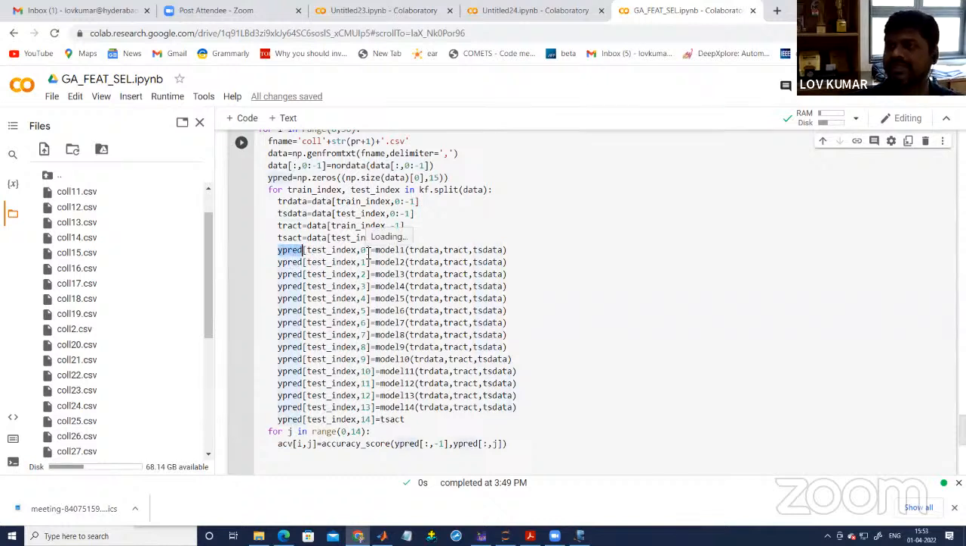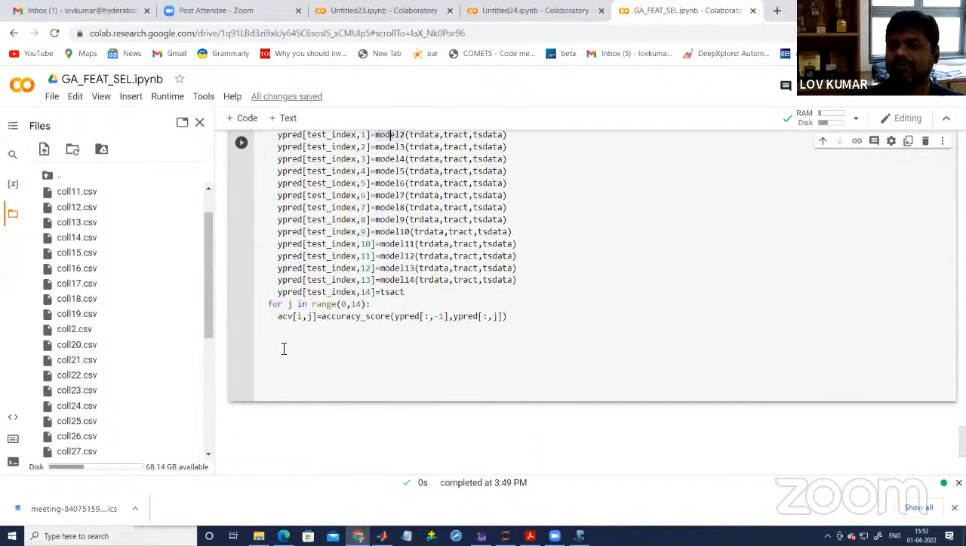where the first column basically represents the predicted value using model 1. Model 1 is Gaussian naive Bayes classifier. Same like that, the second column represents Bernoulli naive Bayes classifier. Same like that we are writing, and after that finally we are also calculating what is the accuracy score value.